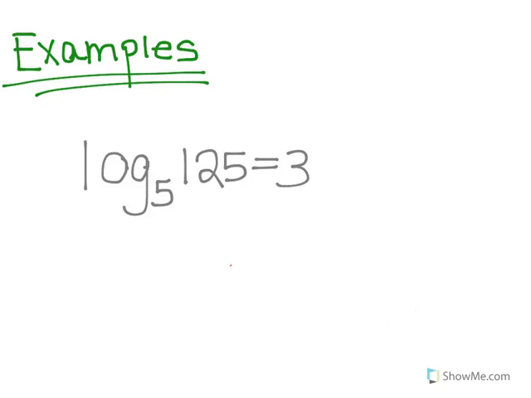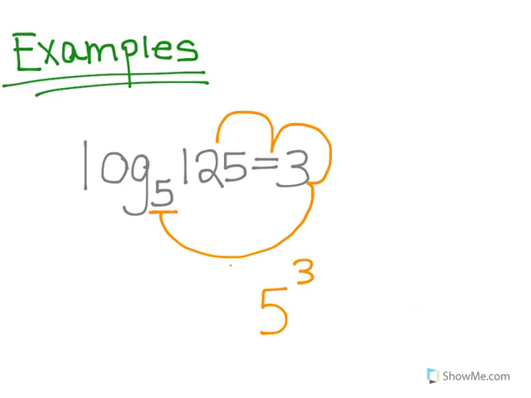The same popcorn method could be used if I give you a log function and I ask you to write it as an exponential. So we're going to start with 5, our base, and say 5 to the third equals 125. And one more time, we start with our base, 5 to the third equals 125. And again, the red and yellow lines look like a popcorn puff to me, so that's why we can call it the popcorn method.